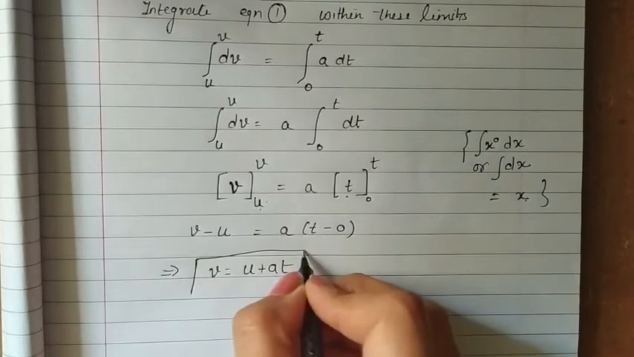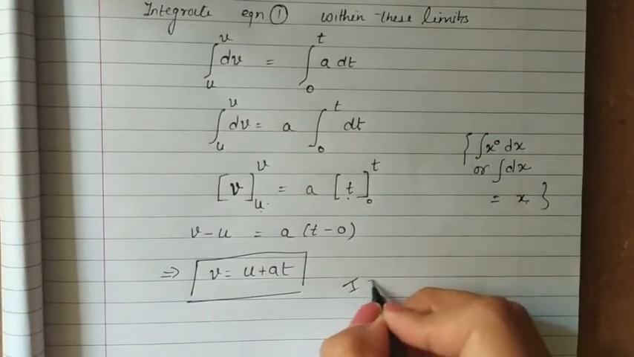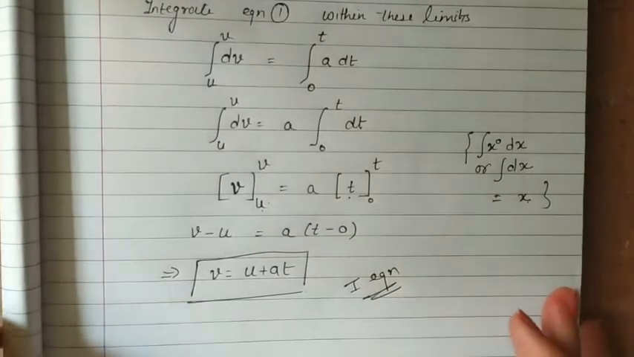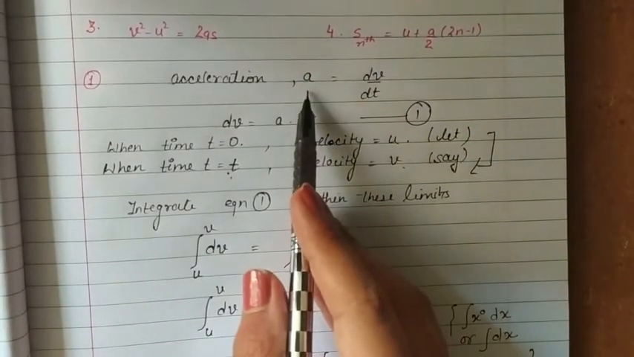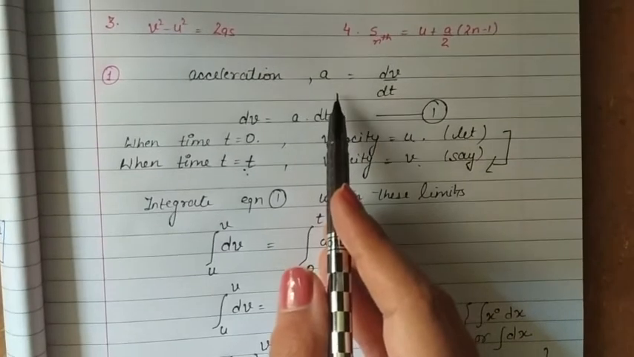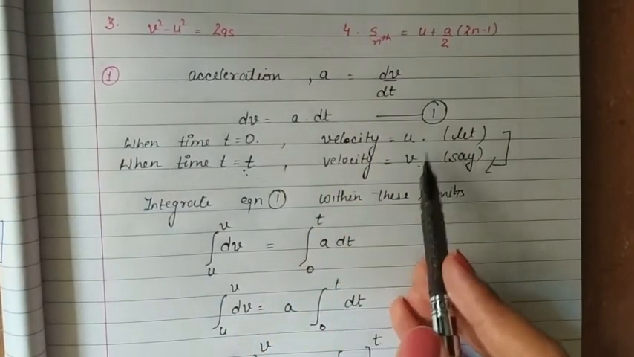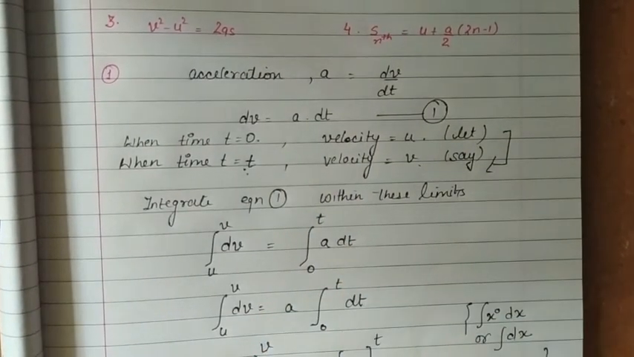So this is the first equation of motion, and we derived it with the help of calculus, right? So we used the definition of acceleration, and we integrated it within the limits of time 0 to t and velocity u to v, and we get the final first equation of motion.